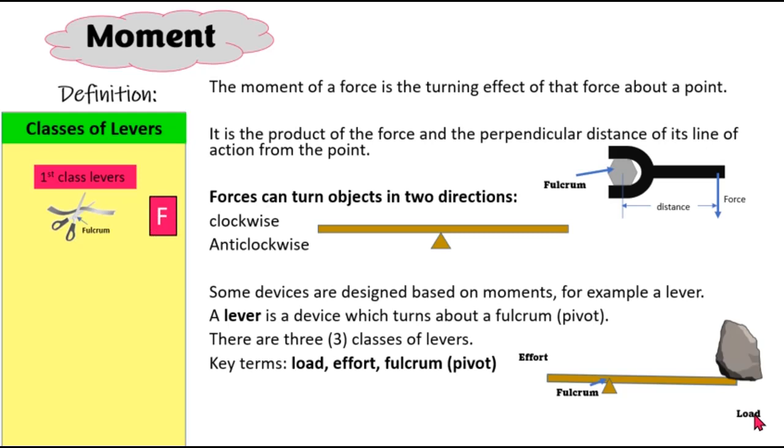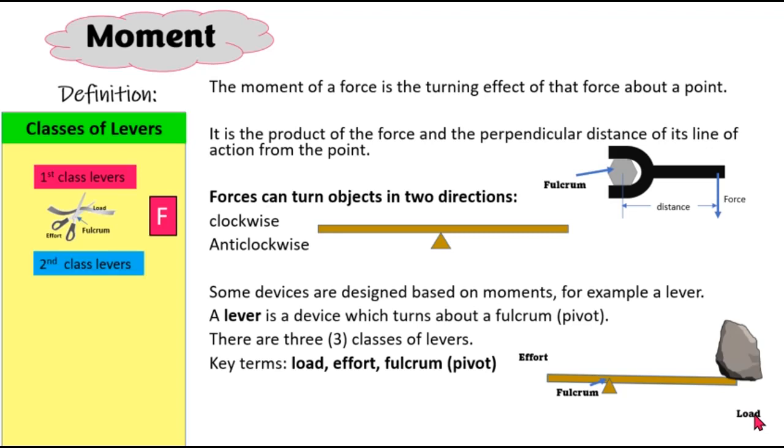The fulcrum of this lever is in the middle, and it lies between the load, and for a scissors, the load will be the paper or cloth that you're cutting, and the effort. So the first class lever, F for first, has F, the fulcrum, in the middle, and it's naturally between the load and the effort. So for this one, the effort for the scissors is applied at the handles. The load would be what you are cutting.